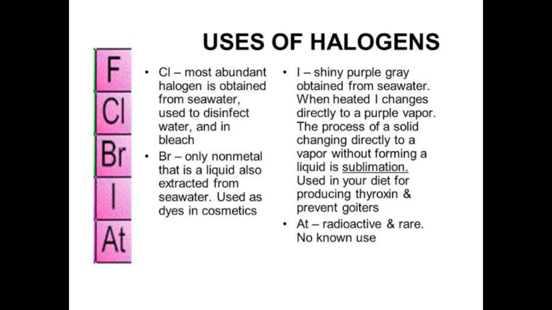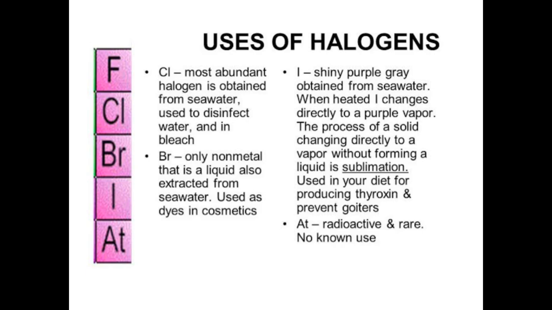So let's look at the uses of halogens. Chlorine is the most abundant halogen and the most important one. Of course, it is gotten from seawater. It is specifically used to disinfect water in the municipal treatment of water, and it's also used as bleach. It has a very good oxidizing property, so it can be used as bleach, and that's why some of them are in substances like hypochlorous acid, which is a bleach.